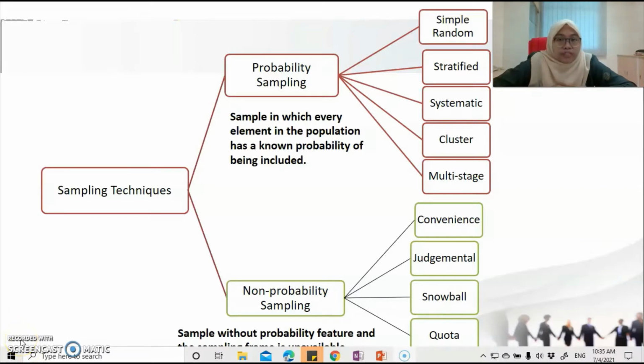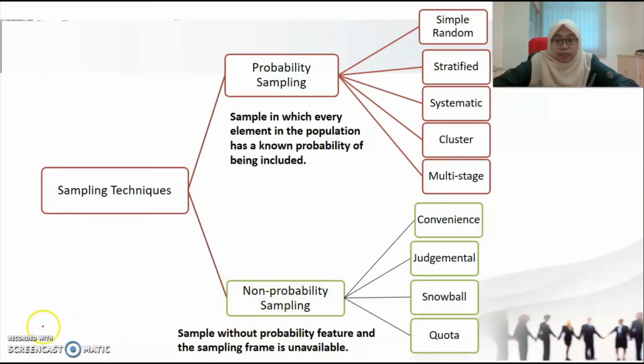Okay, for probability sampling, we will select the sample in which every element in the population has a known probability of being included. Normally, it is preferable to use this kind of sampling when the sampling frame is available. But for non-probability sampling, we just take the sample without the probability feature, and normally we will use non-probability sampling when our sampling frame is not available.